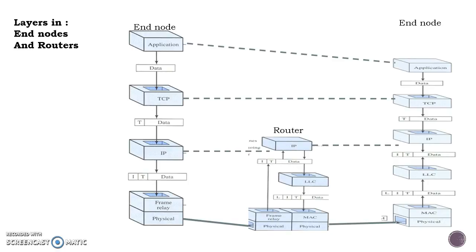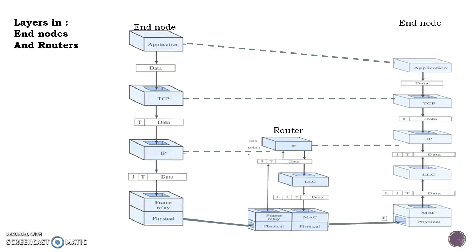And you will also notice that in a router, the lower layer protocol, the network access layer, can do more than one protocol function, one for each link. So you see there is frame relay protocol for the incoming link, and there is the LLC and MAC protocol for the outgoing link. We will see more details of a router when we cover the network layer.